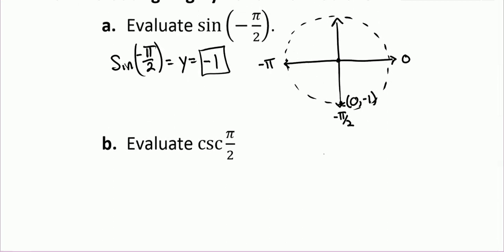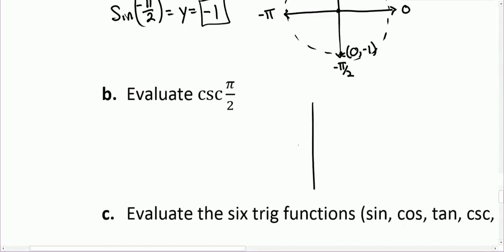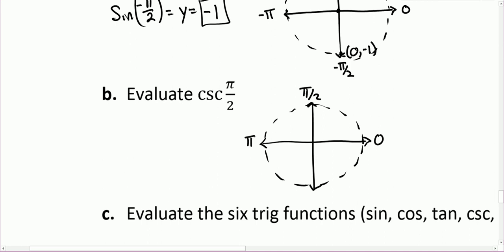We want the cosecant of pi over 2. Here's 0, here's pi over 2 at 90 degrees, pi at 180 degrees. The coordinate on the unit circle corresponding to pi over 2 is 0, 1. Cosecant is the reciprocal of sine, so the sine of pi over 2 is the y value, which is 1. So the cosecant of pi over 2 is the reciprocal of 1. Well, 1 is 1 over 1, and if you flip that fraction over, you still get 1 over 1, so it's still going to be 1.